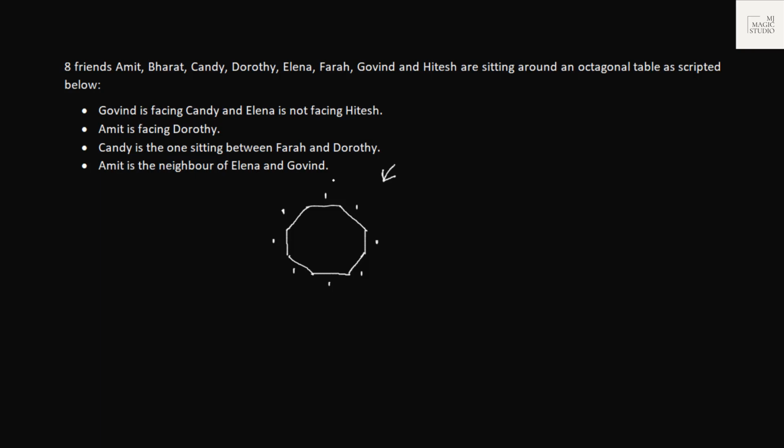Govind is facing Candy, and Elena is not facing Hitesh. Amit and Dorothy are facing each other. Candy is the one sitting between Farah and Dorothy. So here either we will have Farah or Dorothy, or here we will have Dorothy or Farah. Amit is neighbor of Elena and Govind. So if we have Elena here, then Amit should be at this point. But Amit is facing Dorothy, so I'll keep Dorothy here, F here. And Elena is not facing Hitesh, so Hitesh will come here, B here. Bingo. Let us see whether we have got all 8 positions or not.